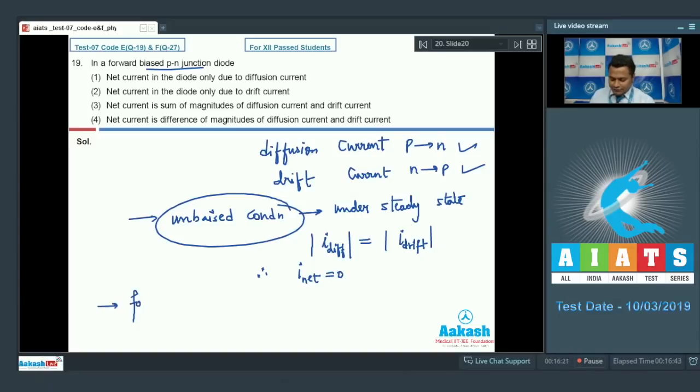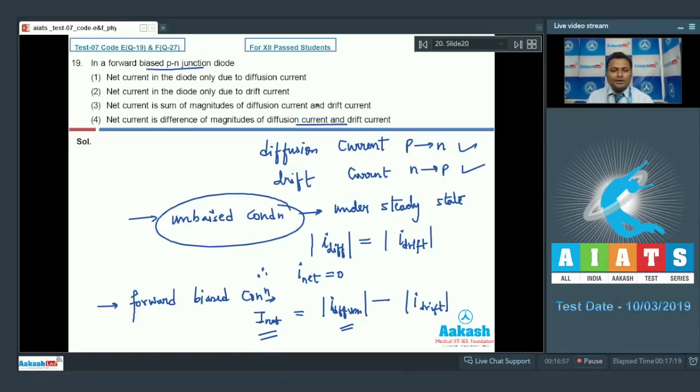On the other hand, in case of forward bias condition, the width of depletion layer is reduced. So that's why the diffusion will be fast and diffusion current will be increased. So I net we can write magnitude of diffusion current minus magnitude of drift current. Drift current almost remains constant in case of forward bias. So that's why the net current we will get is the subtraction, or you can say the difference of diffusion current and drift current. So looking at the options, we can say that we have to go with option number 4, which is absolutely correct. Now let us proceed to the next question, that is question number 20.